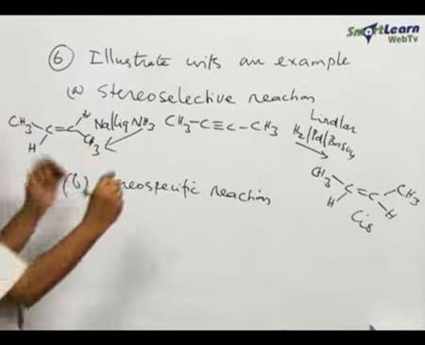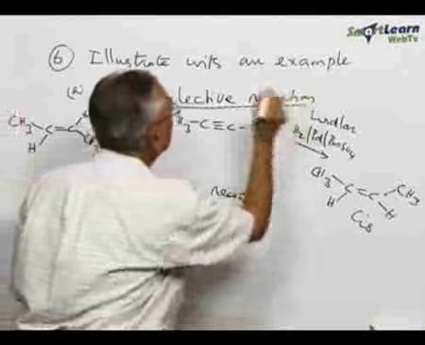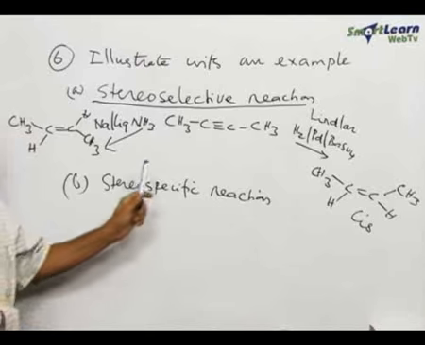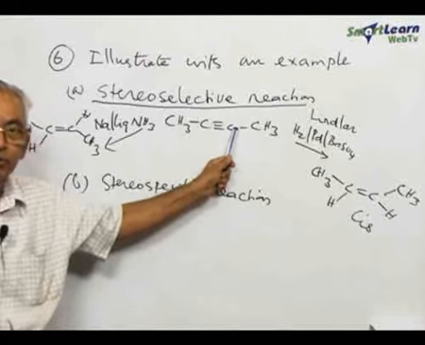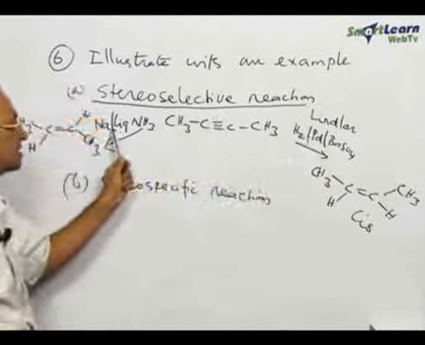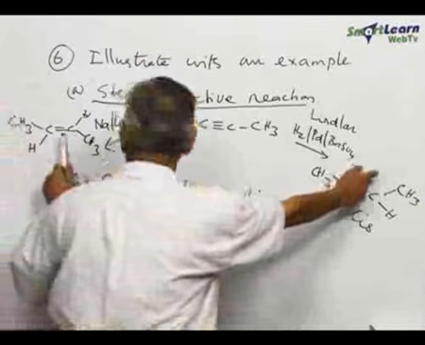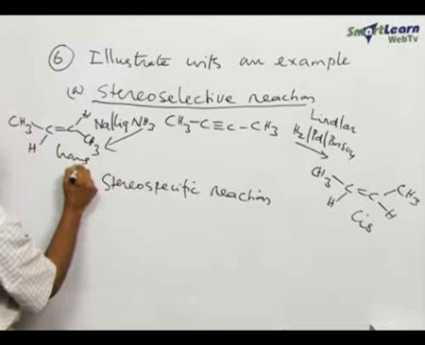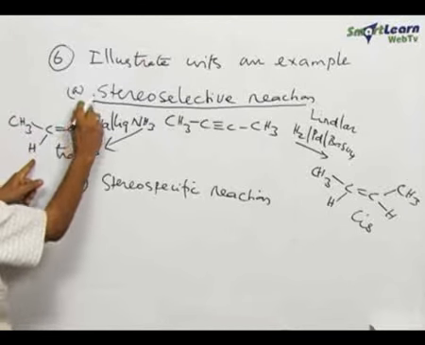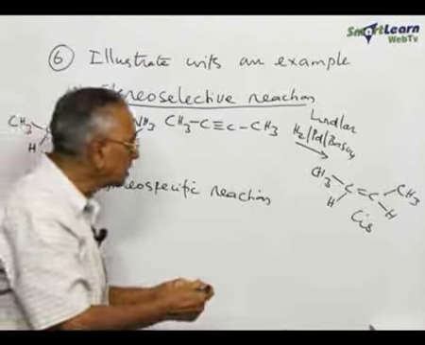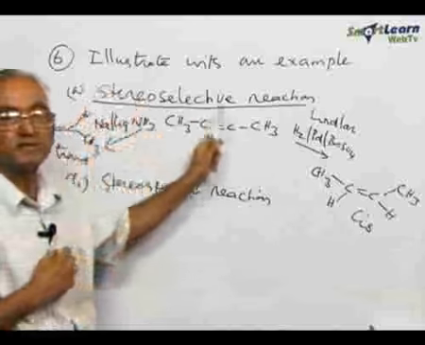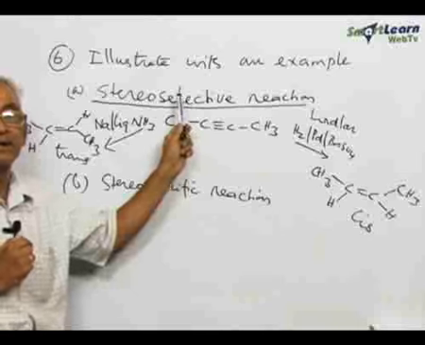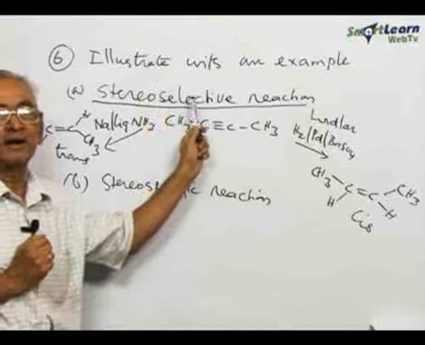This is a classical and typical example of what is known as a stereoselective reaction. A stereoselective reaction is one in which the same starting material is used, two different reagents are used, and two different isomeric products are obtained. These were isomers. This is cis and this is actually trans. Trans is one in which the two similar groups are on the opposite side. So two different stereochemical products are obtained from the same starting material using two different reagents. This is referred to as a stereoselective reaction.